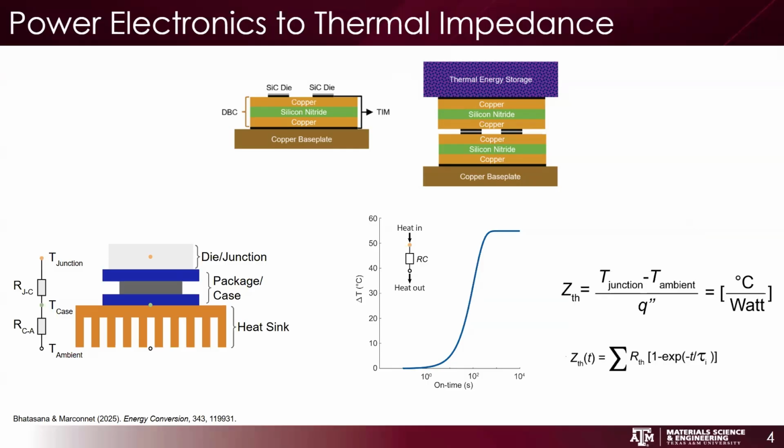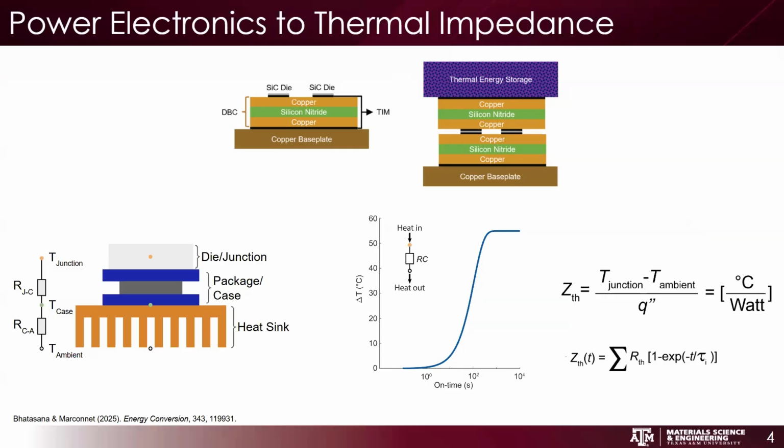Then you have heterogeneous layers of copper and silicon nitride in this specific system. At the bottom of that would be the case temperature. And then they add heat sinks to the system with a working fluid, whether it's a temperature-controlled fluid or a cold plate, and that's considered the ambient temperature of the system.